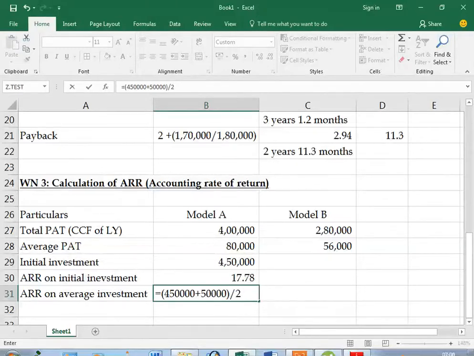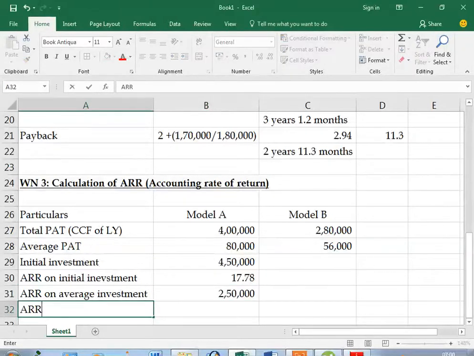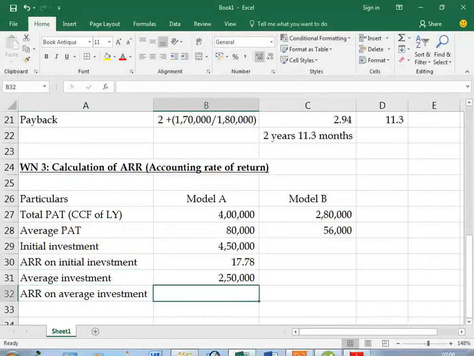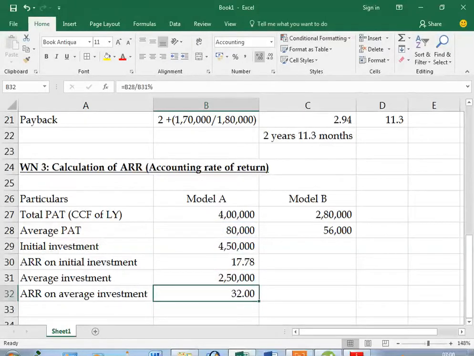On an average, the investment is not 450. On an average, the investment is only 250. And my ARR on average investment is 80,000 divided by 2,50,000, which is 32%. Clear? Any doubts in this? Do this and then do it for the model.